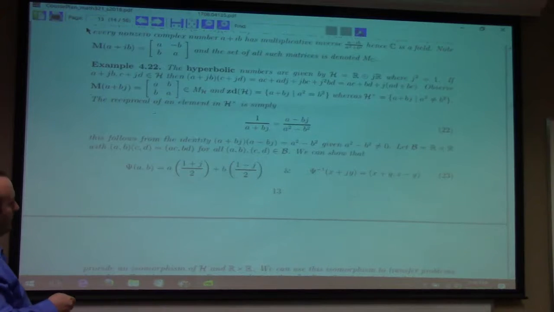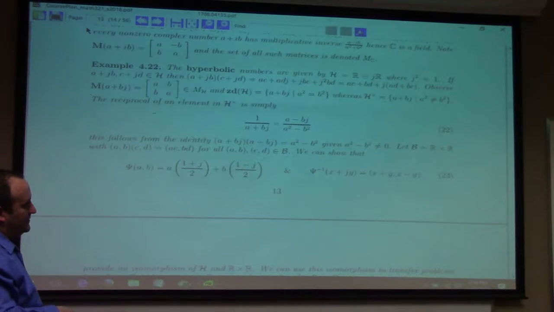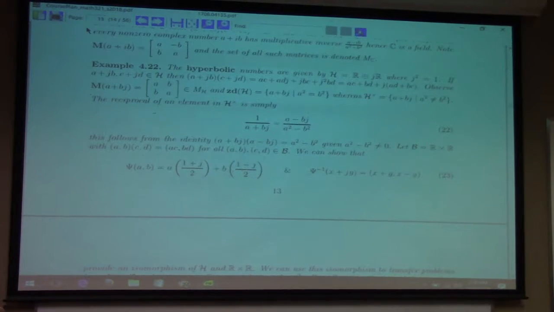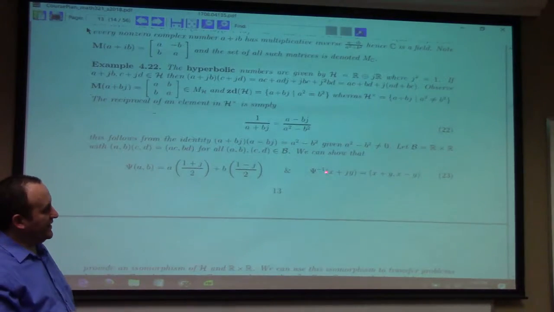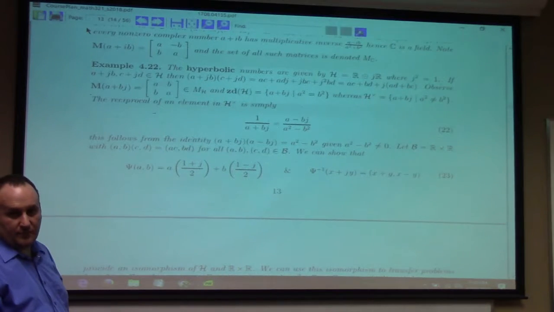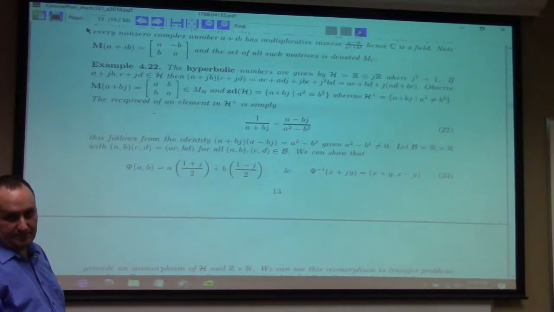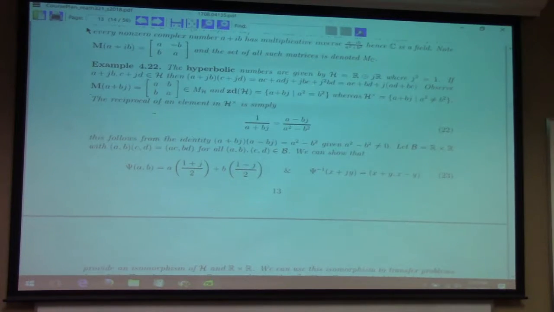And you can show that psi of (a, b) equals that, and psi inverse of that. This is an isomorphism. That's the inverse, right? In particular, if you look at just psi inverse of j, what's j mapped to? That would be x equal to 0 and y equal to 1. So j maps to (1, minus 1). You could also define an isomorphism going from j to (minus 1, 1). There are two natural isomorphisms, depending on where you send the minus.